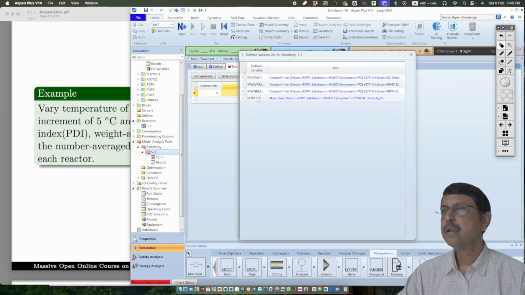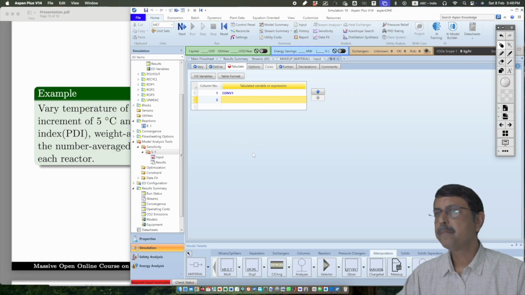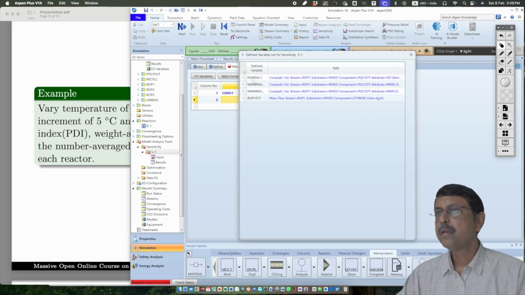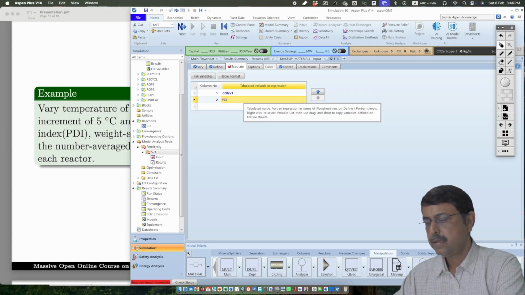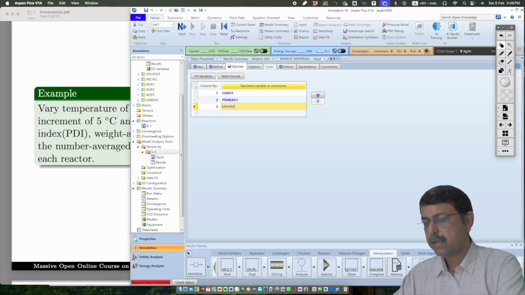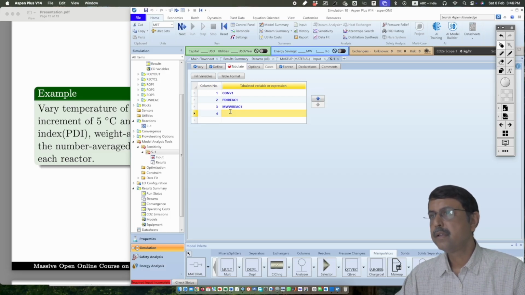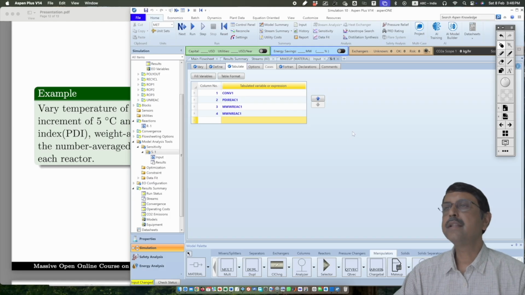in the variable list. We write PDI react. We'll write conv1. Then this one we'll write PDI react 1, PDI react 1. Then the third one is MWW react 1, and the fourth one is MWN react 1. Okay, so that's how we will tabulate the data.